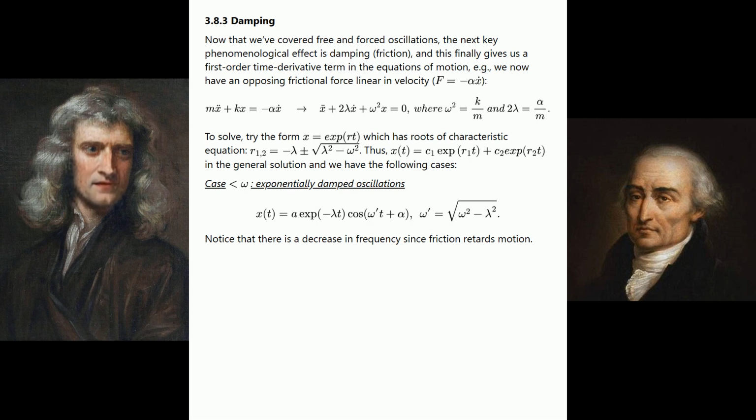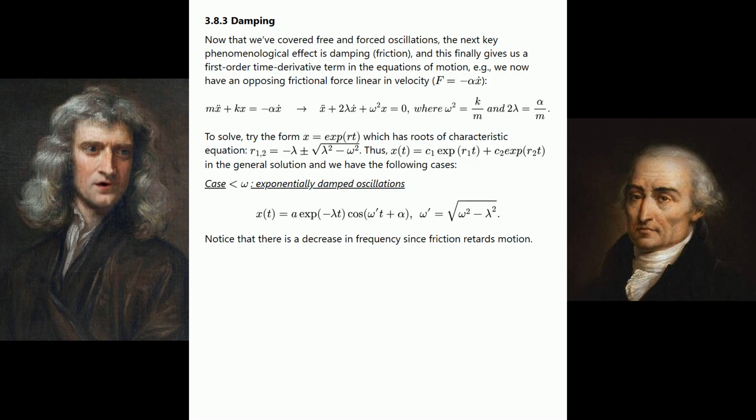3.8.3 Damping. Now that we've covered free and forced oscillations, the next key phenomenological effect is damping, or friction, and this finally gives us a first-order time derivative term in the equations of motion. For example, we now have an opposing frictional force linear in velocity, F equals minus alpha x. See the next equation.